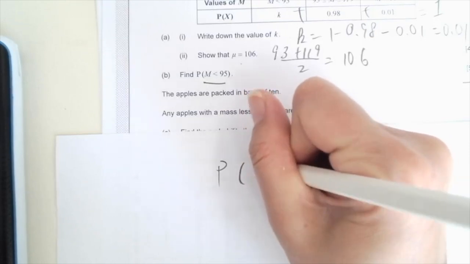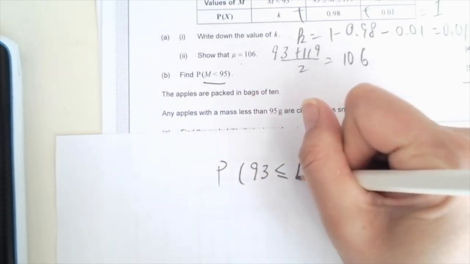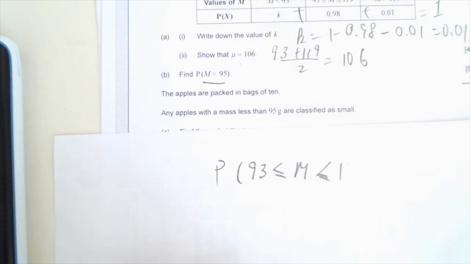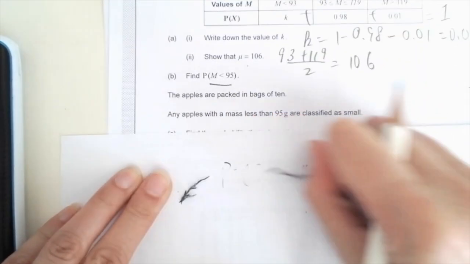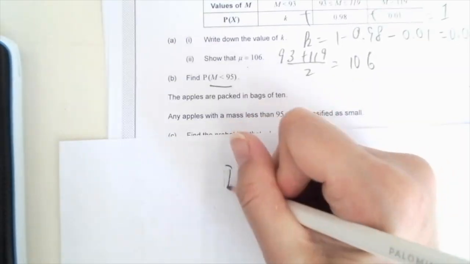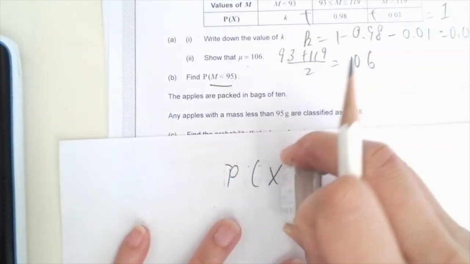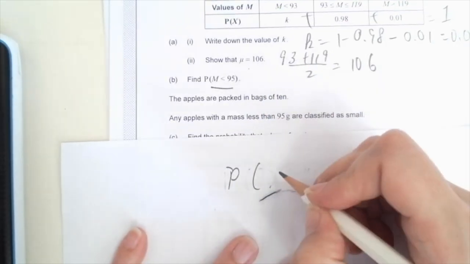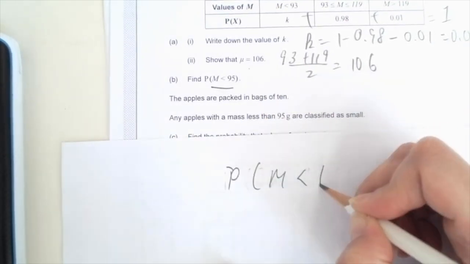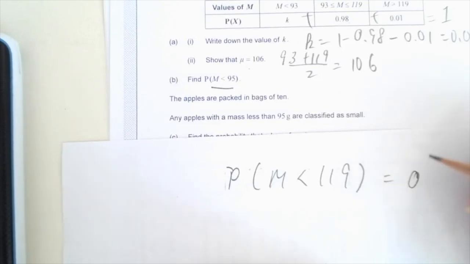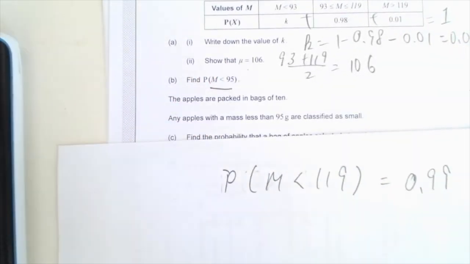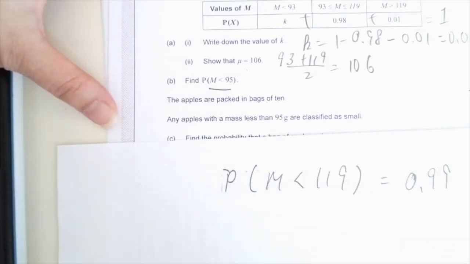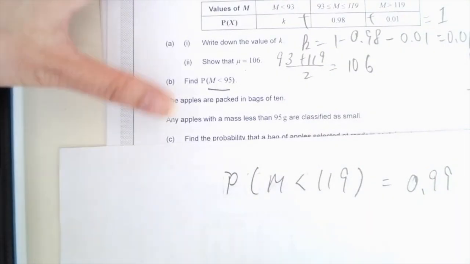Of 93. Oh no, we need to do it one side. So we have the probability of X, M, smaller than 119 equals 0.99. Yeah. So we do not have the mean and the standard deviation too. So do we have the mean? Yeah, we have the mean. You need the standard deviation to find the next step.